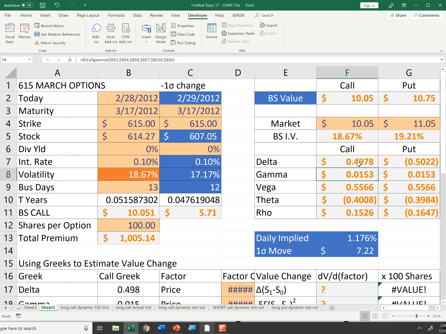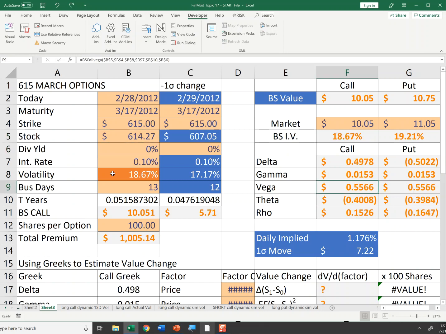So what would happen is if the stock price goes up by $1, since gamma tells me how delta changes, I'd expect the delta to increase by about 0.01. So I expect this to go up to about 50 cents or 51 cents. So I can try that out. If I change this to 615, what I'll see is this goes up by about 1.50 cents. And it does. I'll hit undo.